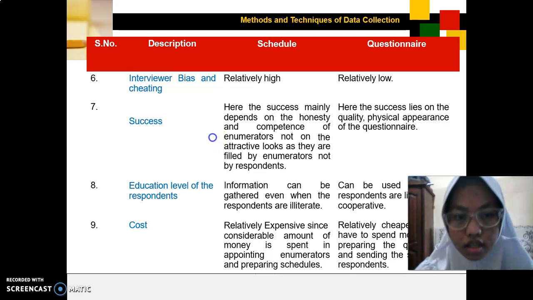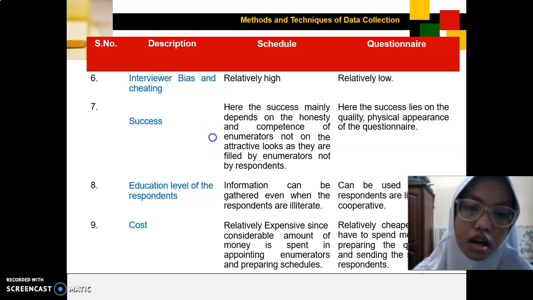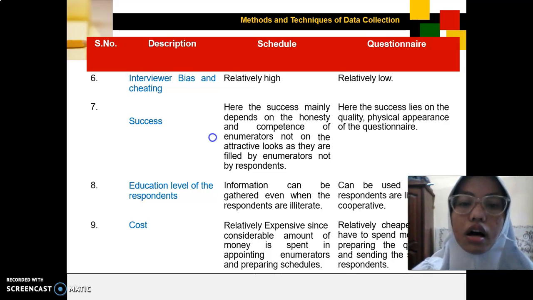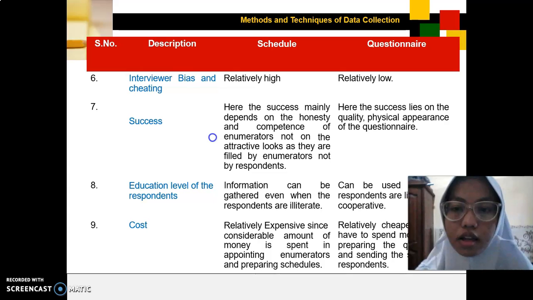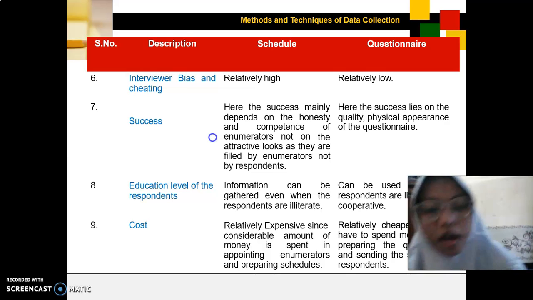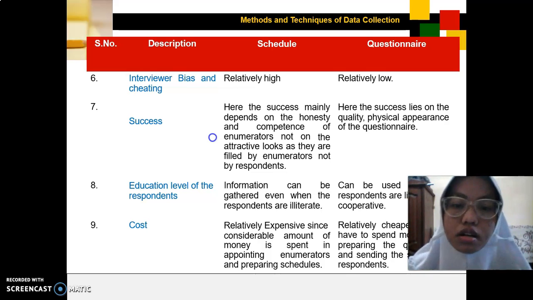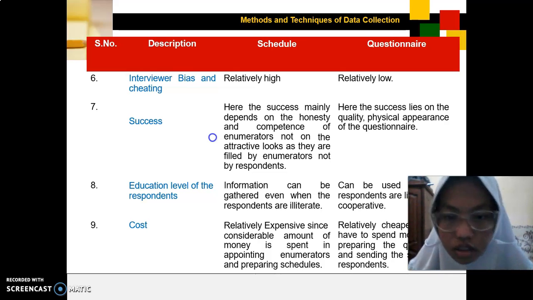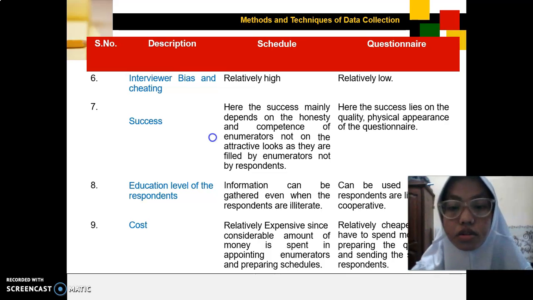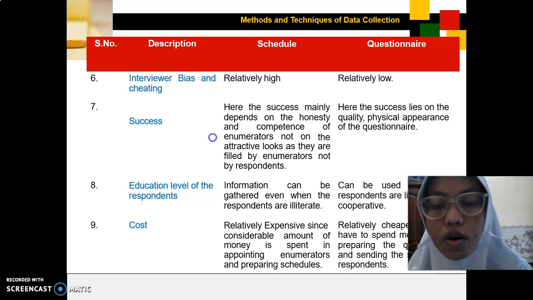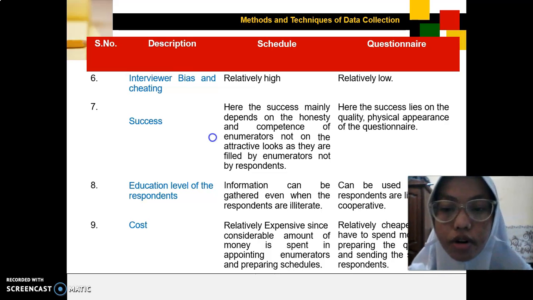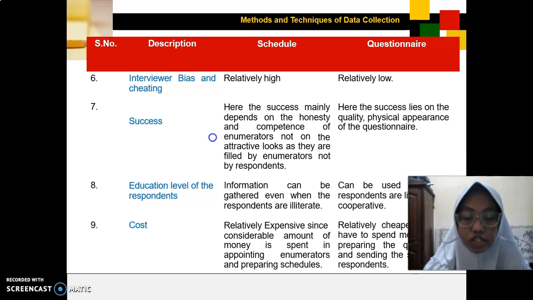Next, interviewer bias and cheating. In schedule, relatively high. In questionnaire, relatively low. For success, in the schedule technique, the success mainly depends on the honesty and competence of enumerators, not on the attractive looks, as they are filled in by enumerators, not by respondents. But in questionnaire, the success lies in the quality and appearance of the questionnaire.